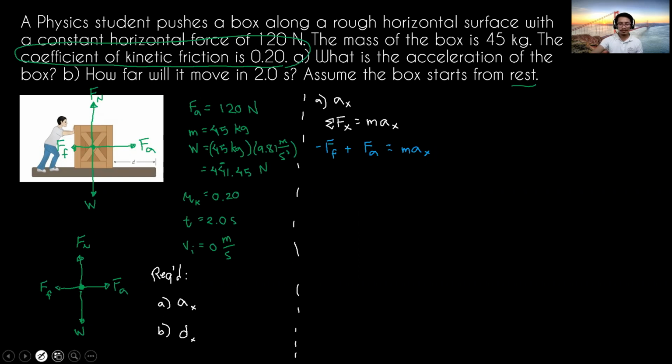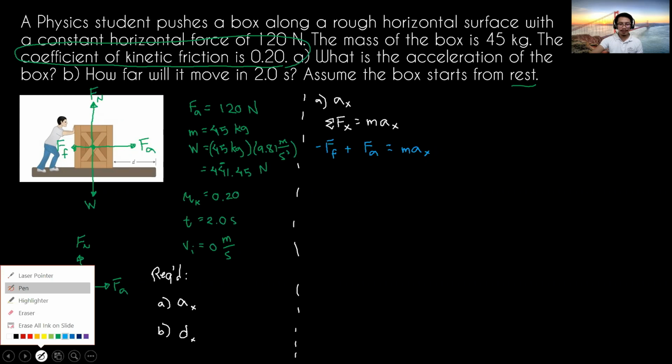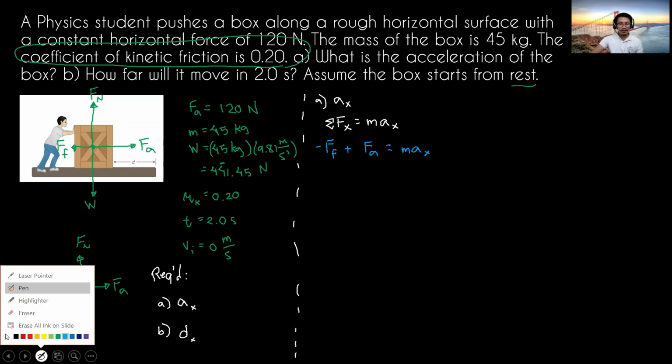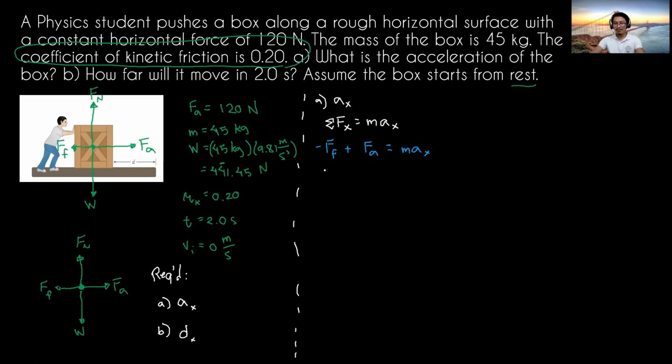Okay. So let us substitute or i-identify muna natin kung ano yung given. Ano ba yung equation natin for frictional force? Remember our equation for frictional force? It is mu K, because this is kinetic man ang given, times Fn. Follow? This is the equation for frictional force. Remember the discussion. Plus, Fa must be equal to mass times acceleration along the X.